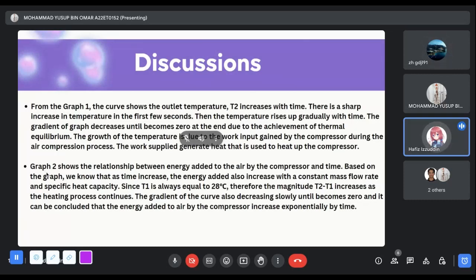Graph 2 shows the relationship between energy added to the air by the compressor and time. Based on the graph, we know that as time increases, the energy also increases with a constant mass flow rate and specific heat capacity. Since T1 is always equal to 28 degrees Celsius, the magnitude of T2 minus T1 increases as the heating process continues. The gradient of the curve also decreases slowly until it becomes zero, and it can be concluded that the energy added to the air by the compressor increases exponentially with time.